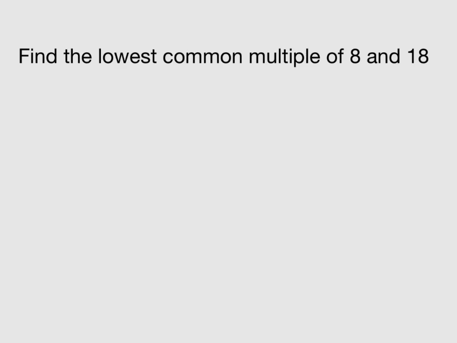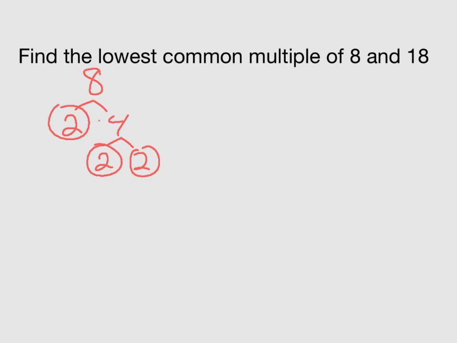So let's do one more example really quick. We're going to find the lowest common multiple of 8 and 18, and we're going to do this by using factor trees. So let's start by making a factor tree for 8. Well, we can factor this into 2 times 4. 2 is prime, so we're done with that one. 4 can get factored into 2 times 2. And again, 2 is prime, so we're done there.